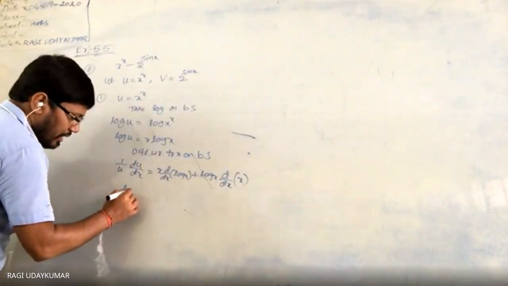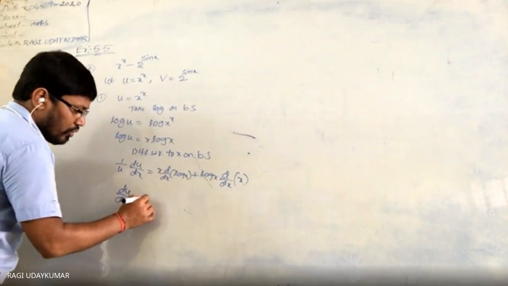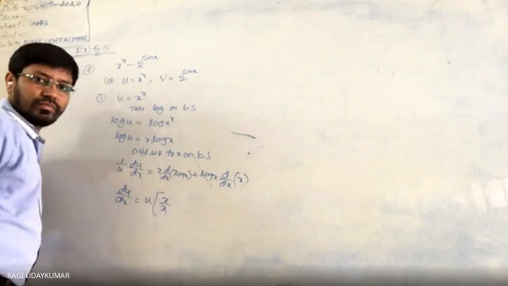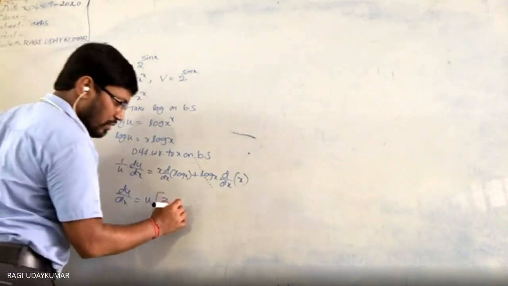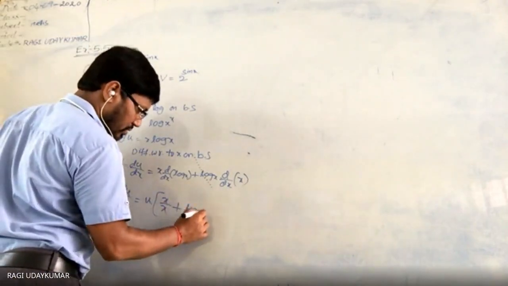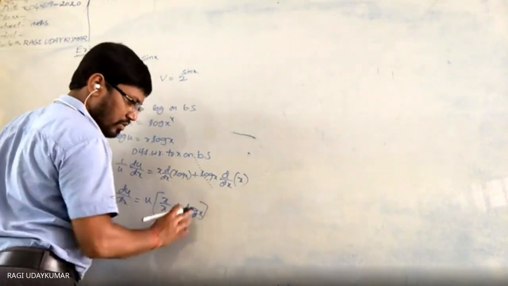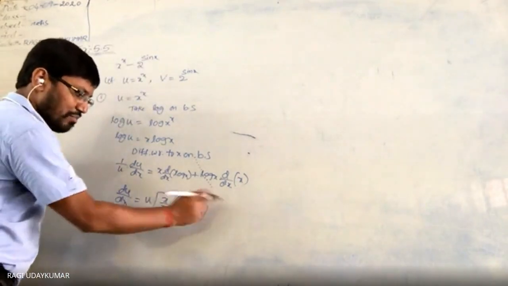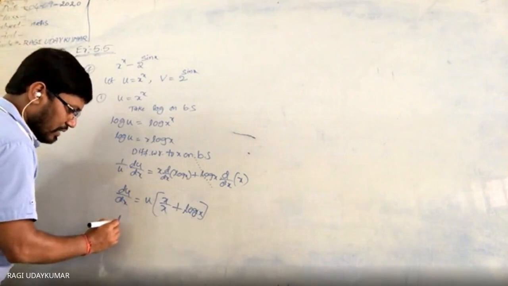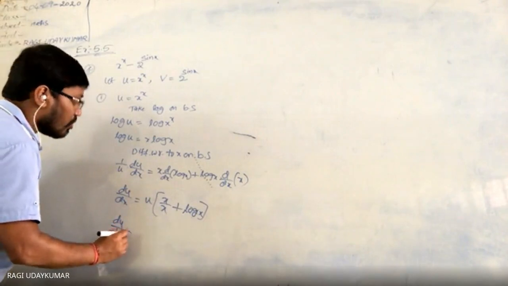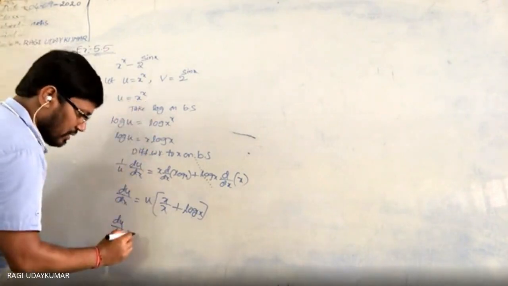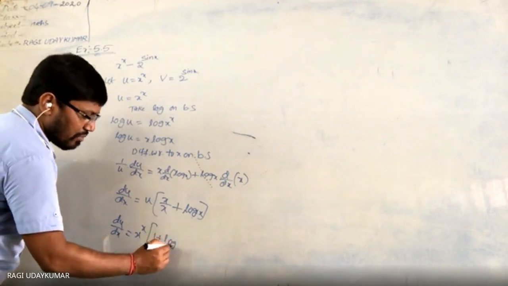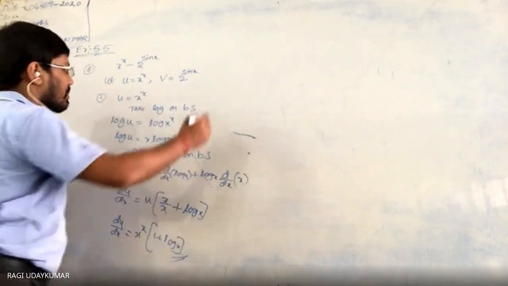So what do you get here? du by dx is equal to u into x into 1 by x plus log x, that is 1 plus log x. And the u value, what is u? x power x. So replace u by x power x, and du by dx is equal to x power x into 1 plus log x. So this one you have completed.